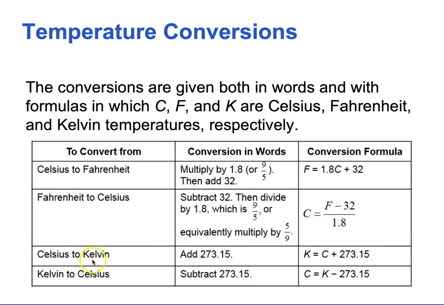Celsius to Kelvin, you only add 273.15. This would be your formula. Kelvin to Celsius, you're going to subtract 273.15. Okay? These formulas are just for your temperature conversions, but they're very helpful since there are 3 different temperature scales that we are in.